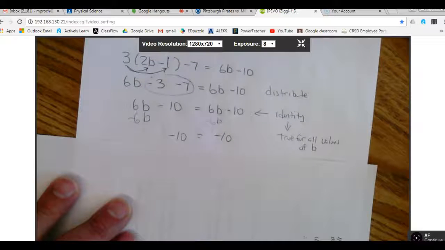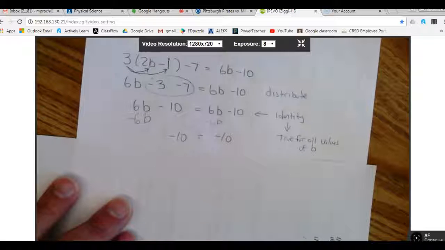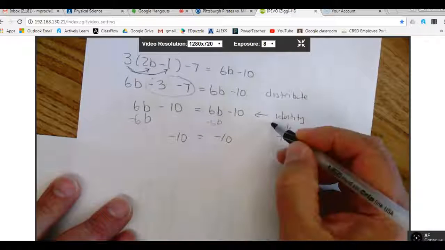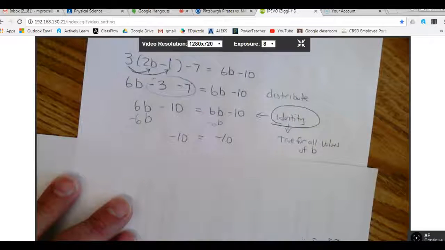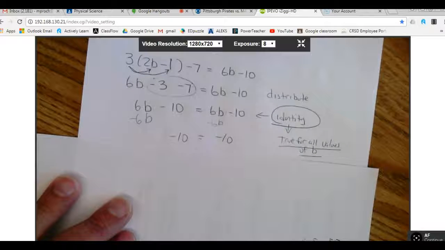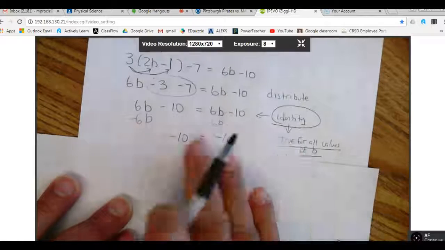Is that true? Does minus 10 equal minus 10? Yeah. It does. This kind of problem is called an identity problem. And what that means, it's true for all values of b. b can be any number. b can be 1, 2, 3, 4. It can be 5/16. It can be whatever number. If it's a real number, if it's an integer, you can plug it in there and it's always true. Follow what I'm saying? Yeah. So that's one of those. It's an identity problem.